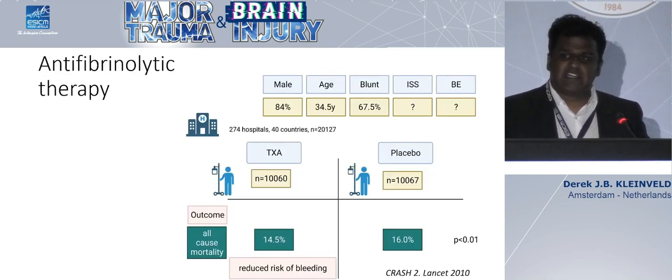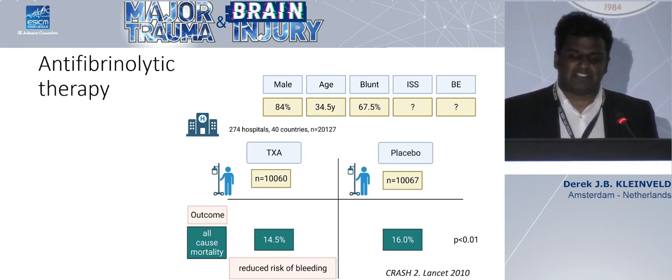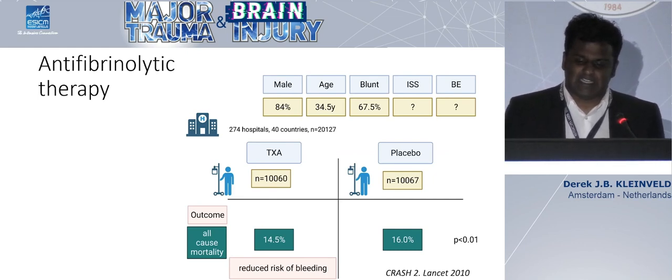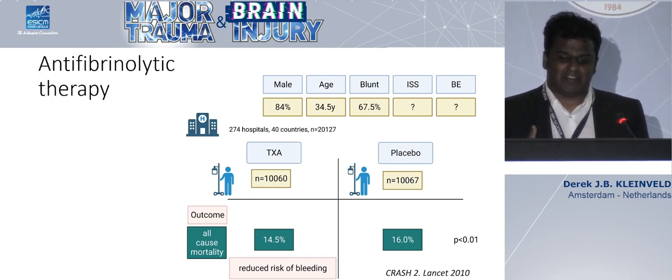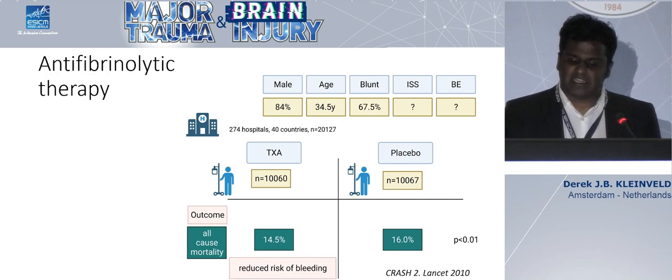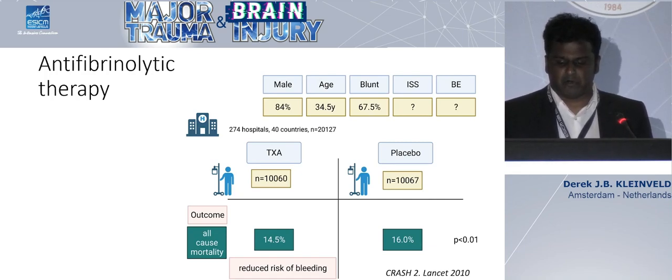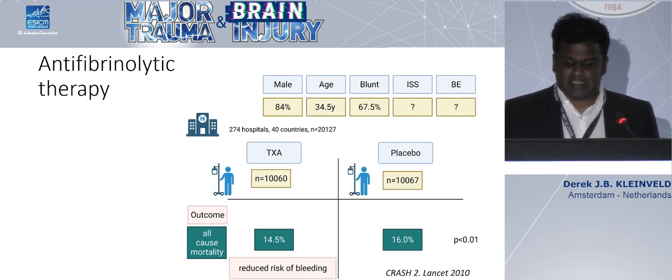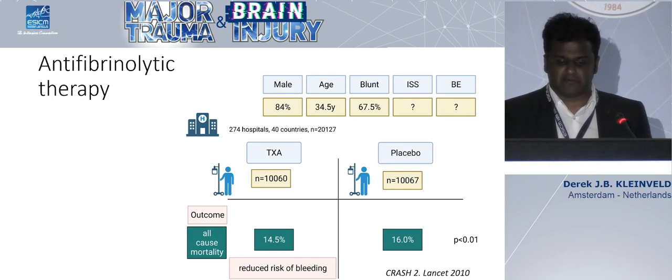For the antifibrinolytic therapy, we have actually some great evidence from the CRASH trials. And I urge you to use tranexamic acid in those bleeding patients. It's actually based on this pragmatic study, the CRASH-2. They randomized 20,000 patients to TXA or placebo, and they evaluated all-cause mortality within 4 weeks of admittance. And they showed a decrease in all-cause mortality for the TXA arm.